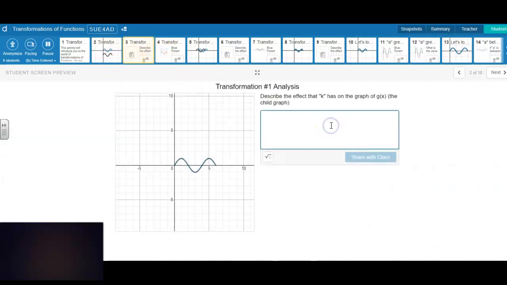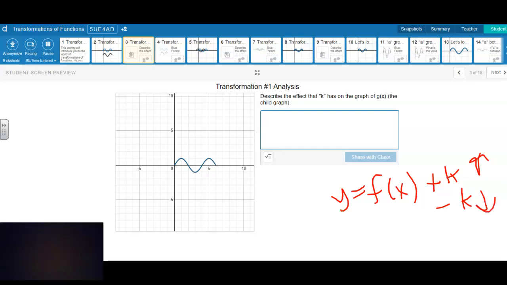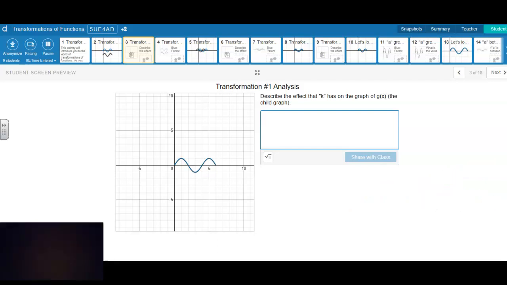So when we go here, what does k do to it? K is the number on the outside. Just so we're clear, if we have y equals f of x, and we add something to it like plus k or minus k, that's going to move the graph up or down. So when we get in here, we can type that in. What is k? K is at the end, right?